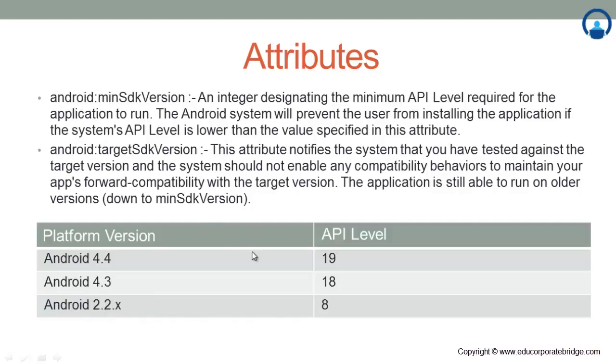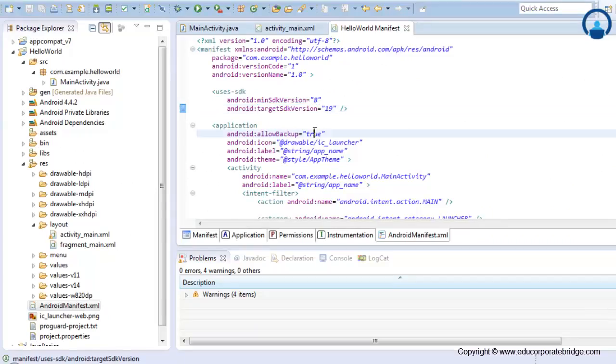Backward compatibility means if something is running on Android 4.4, it should also run on the lower versions. So that is backward compatibility. And target SDK version is the API level on which you are testing. We are testing on the latest API level, 19, so that's why we are specifying target SDK version as 19. If you do not specify this attribute, then by default target SDK version will be the same as that of min SDK version.